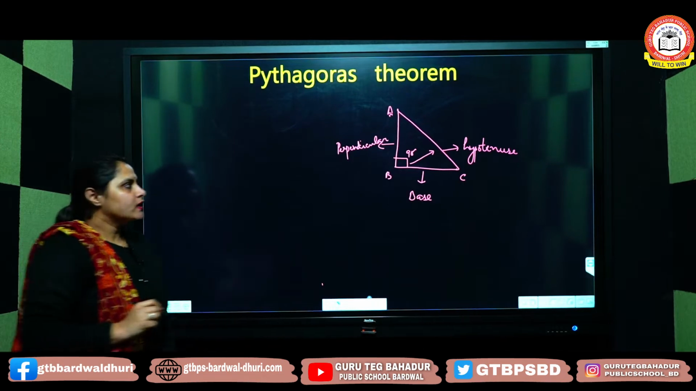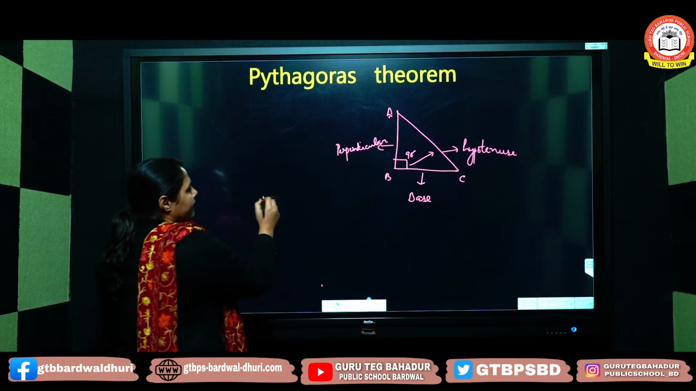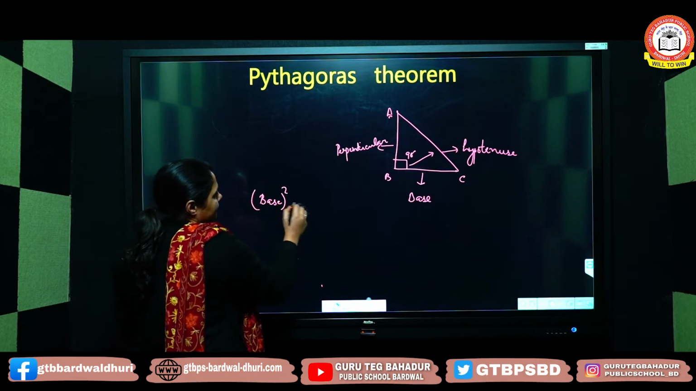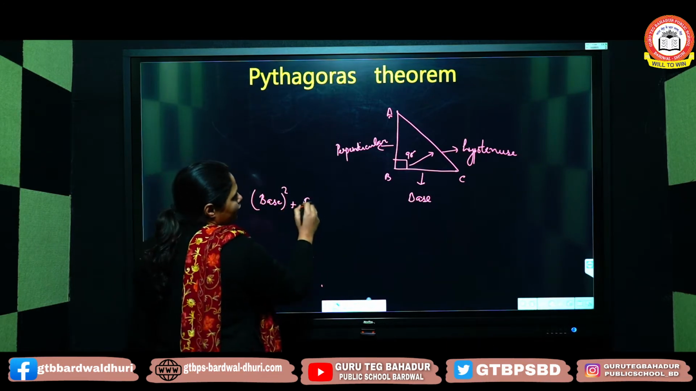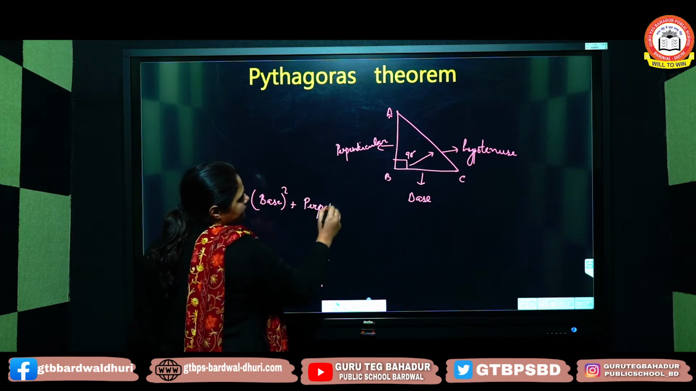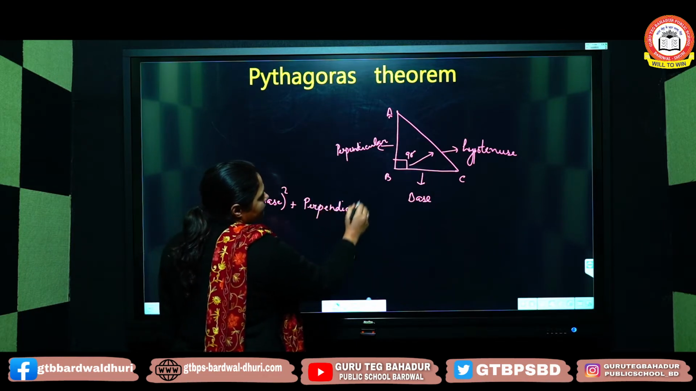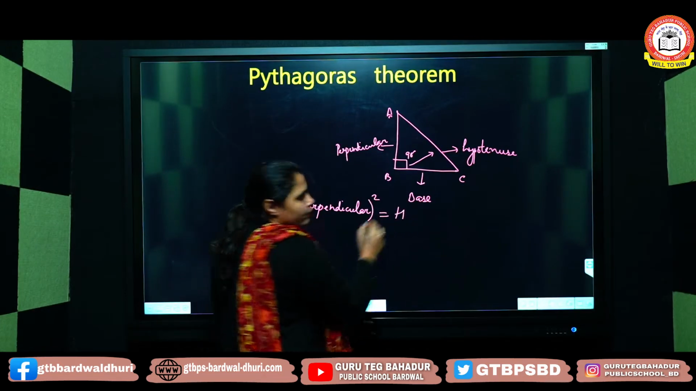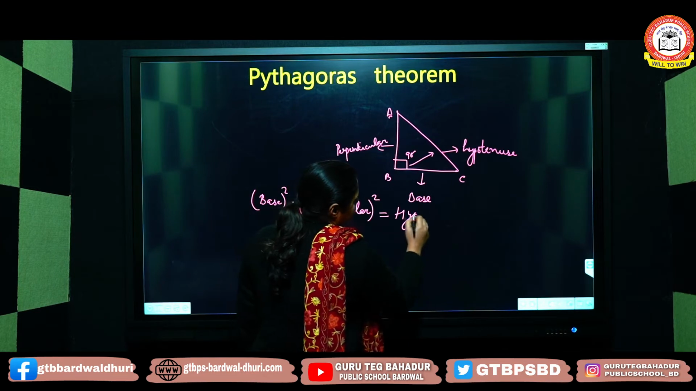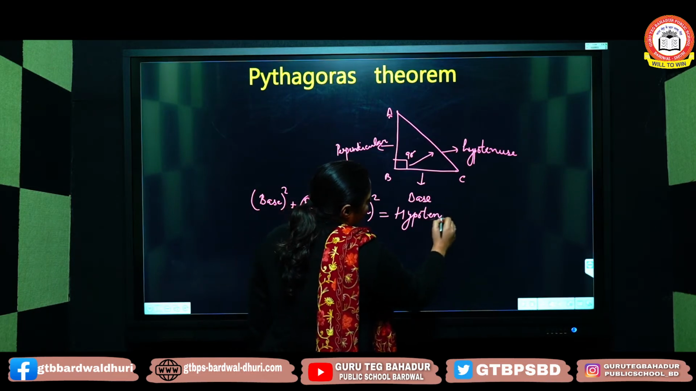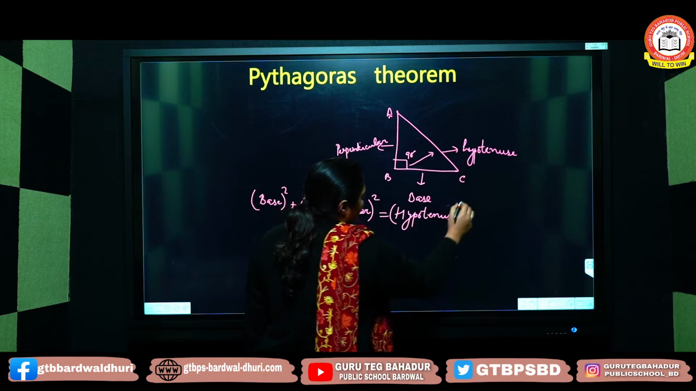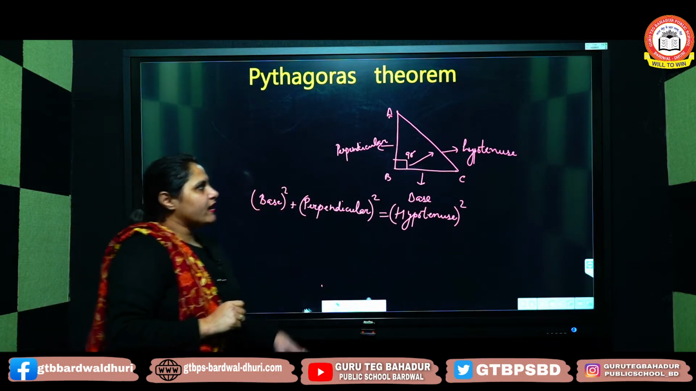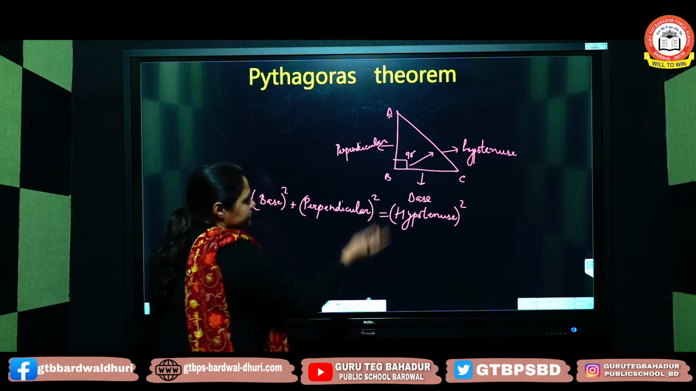Hope it is clear. Now according to Pythagoras theorem, base square plus perpendicular square is always equal to hypotenuse square. This is Pythagoras theorem.